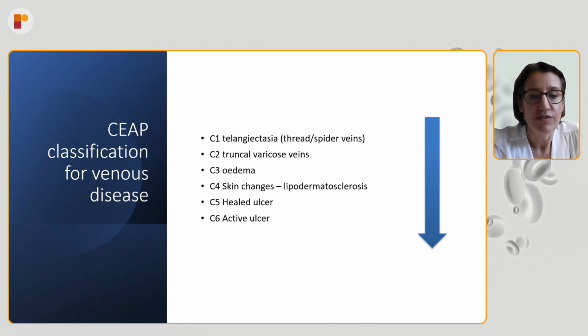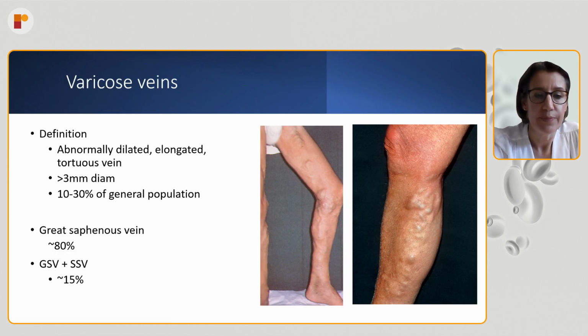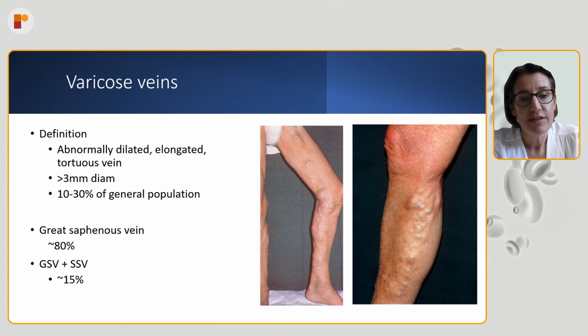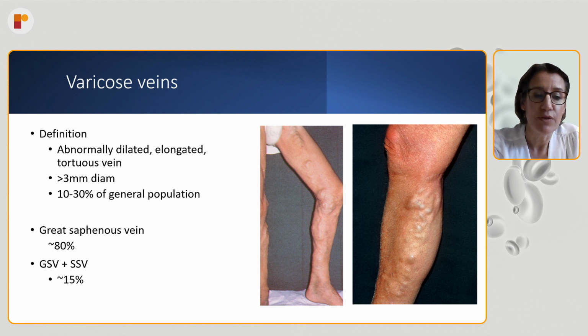The CAP classification of venous disease is also helpful for us to clearly categorize the severity of the disease that we're dealing with. So varicose veins or superficial venous incompetence are abnormally dilated, elongated, tortuous veins measuring more than 3 millimeters in diameter. They occur in approximately 10 to 30% of the general population. Approximately 80% of them occur in the great saphenous vein only, with approximately 15% occurring in both the great and the small saphenous vein.